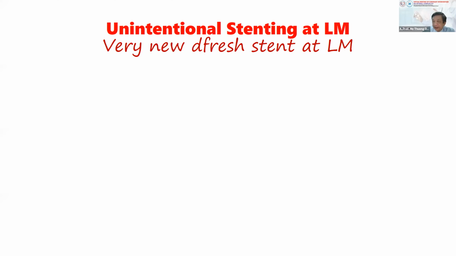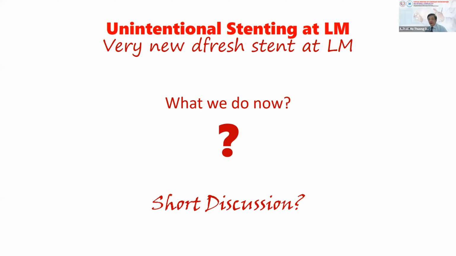So by now, what can I do? Continue that. Unintentional stenting of the left main, a very new fresh stent in the left main. How can we use the Rotablator? Or we just use the cutting balloon, but even the smallest balloon, 0.8 by 10 millimeter, is very difficult to get through. So how can we use cutting? So what do we do now? I would like to have a short discussion and hear some opinions from experts.